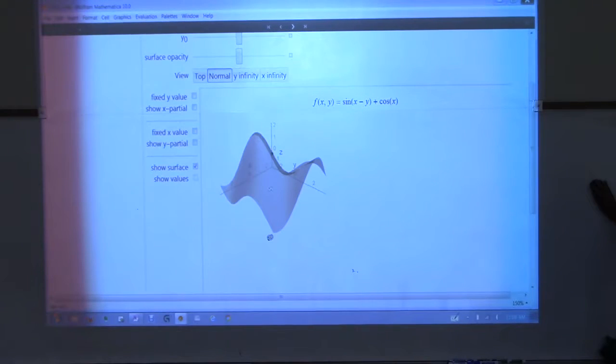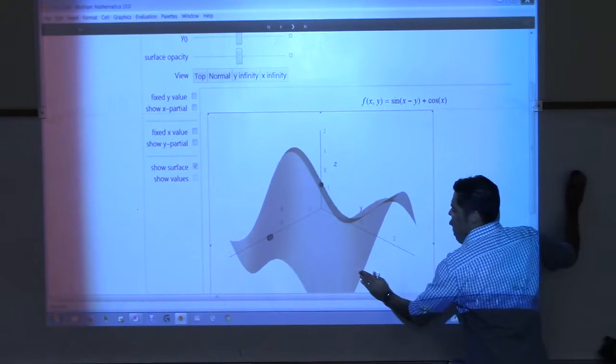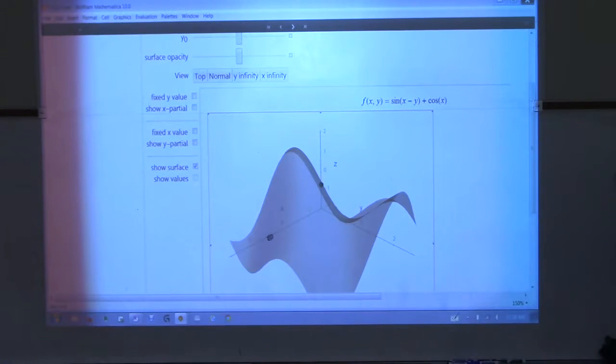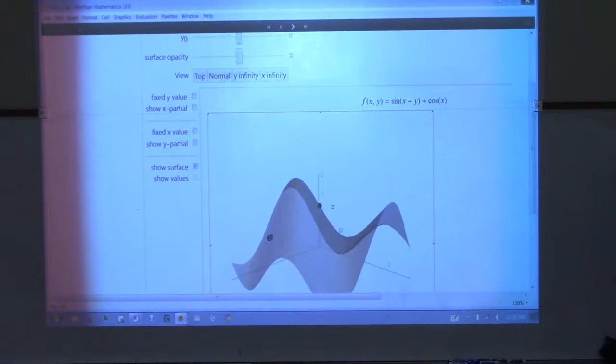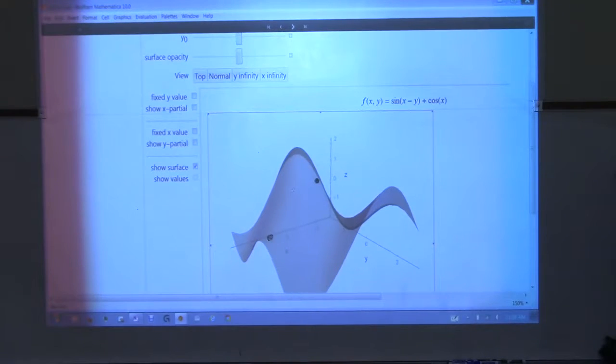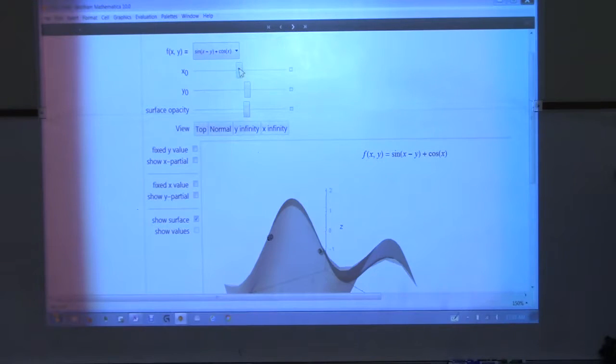I'm going to make this a little bit bigger. Can you all see this surface? Does that kind of help? You see it? Okay. So we've got this point on the surface. Now I can move that point around a little bit so you can see it moving on the surface.